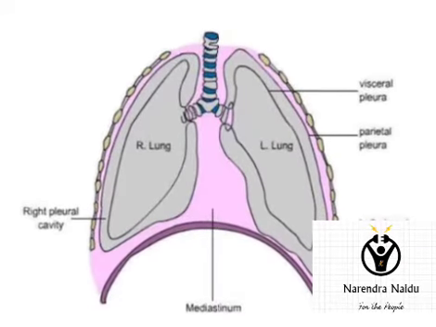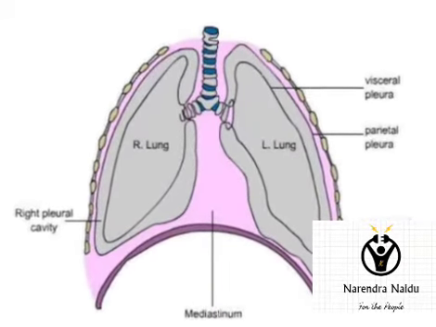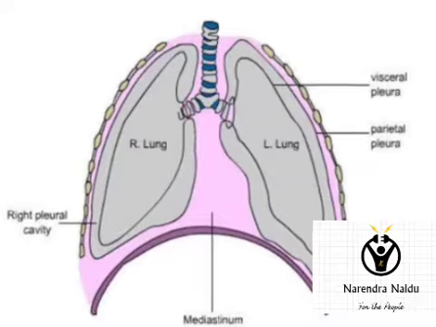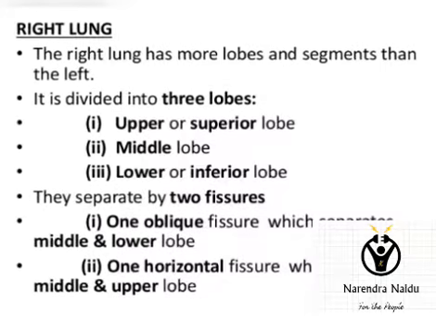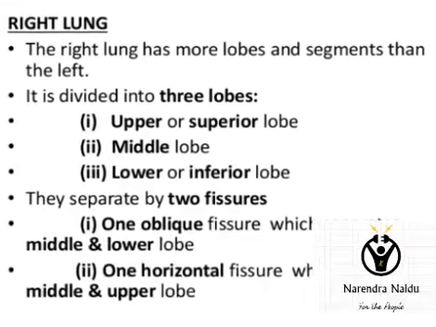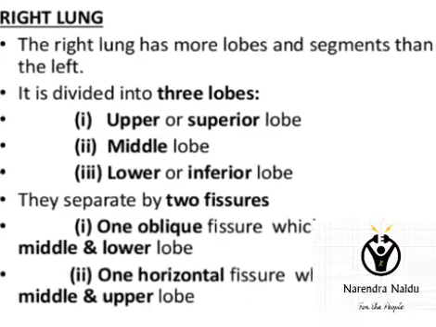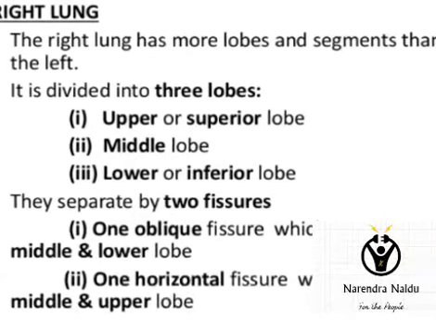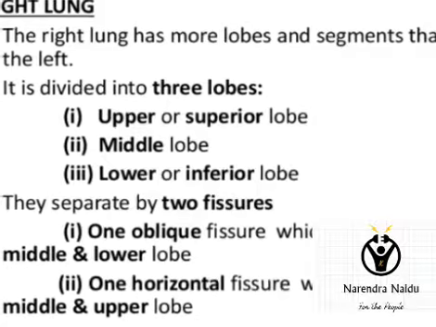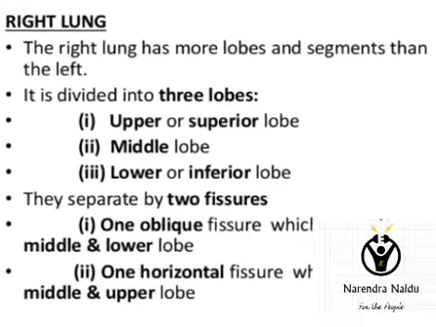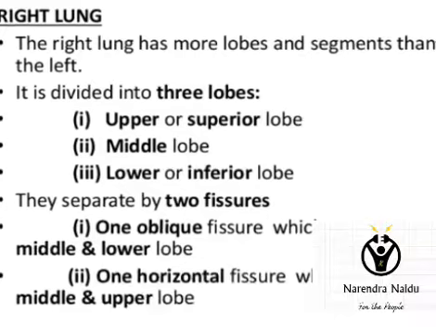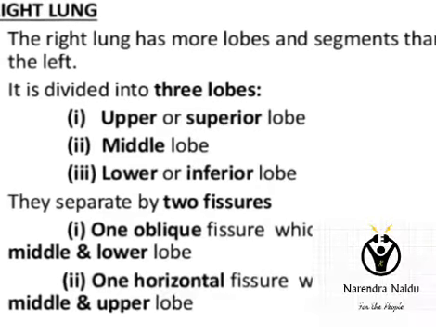You can clearly see the visceral pleura and parietal pleura, the left pleural cavity and right pleural cavity, and the middle layer is the mediastinum. The right lung mainly has more lobes when compared with the left. It is divided into three lobes, upper, middle and lower, and they are separated by two fissures. One oblique fissure separates the middle and lower lobe, and the horizontal fissure separates the middle and upper lobe.